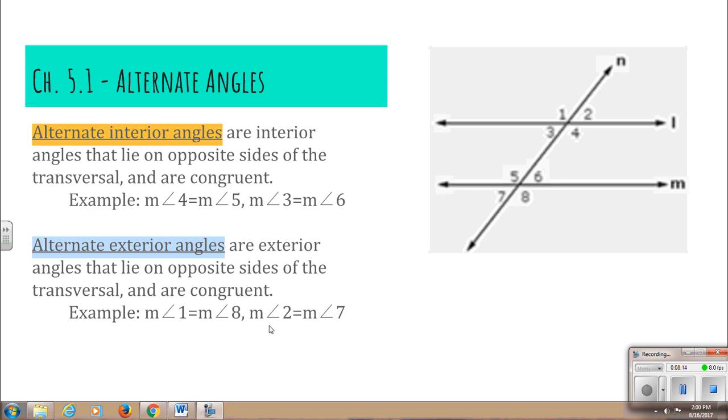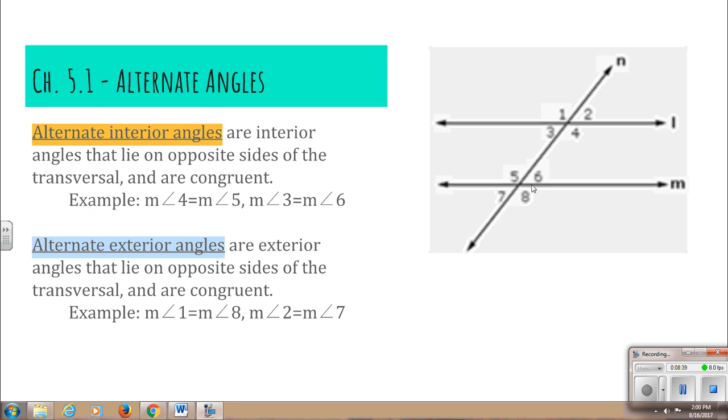Okay, now angle 2 and angle 7. So same thing. Angle 2 is on the right, so we're going to go opposite, opposite. So angle 7 is on the left and on the bottom. It's very opposite of angle 2. The reason that these 2 types of angles are important to know is because they're congruent. So alternate interior are congruent and alternate exterior are congruent.